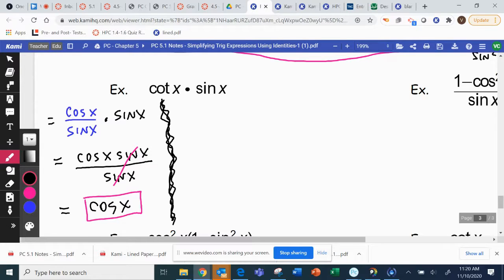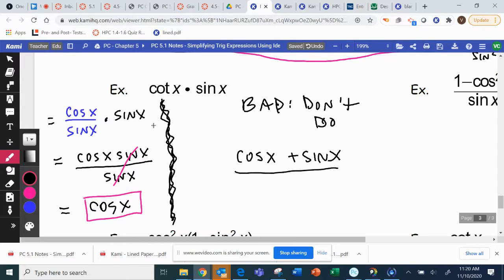Okay, so the thing that I have on the board, let me give you a bad example right here where somebody would do it and it's wrong. Bad, don't do this. And I can't do it with this one. I can't do that with this example. So I'm just making something up. Let's say I have cosine x plus sine x over sine x. This is what would kill the puppy.